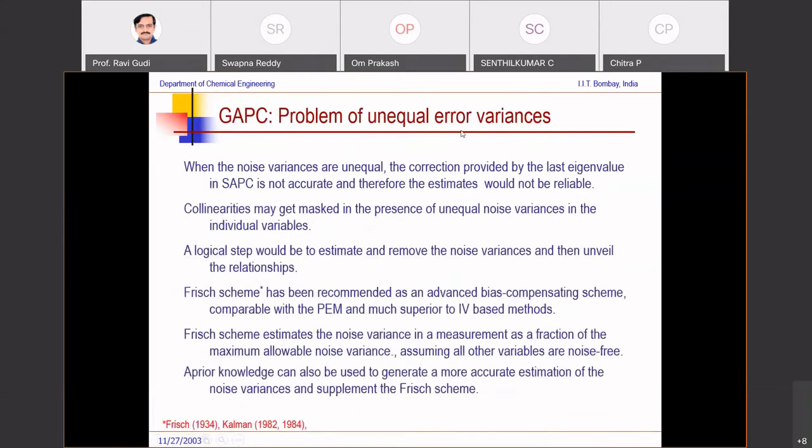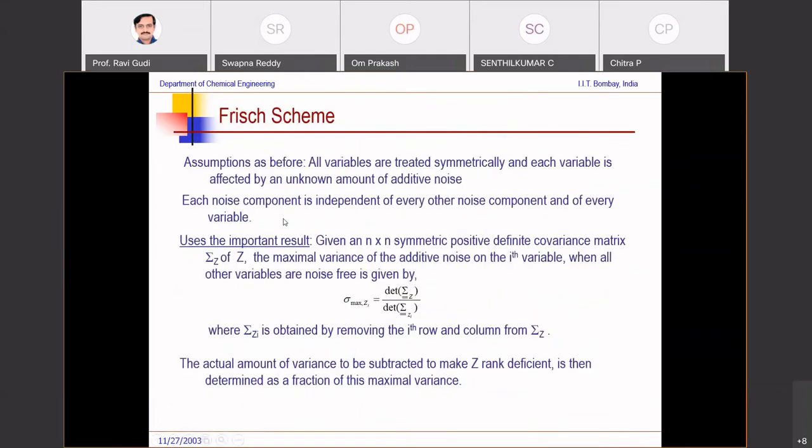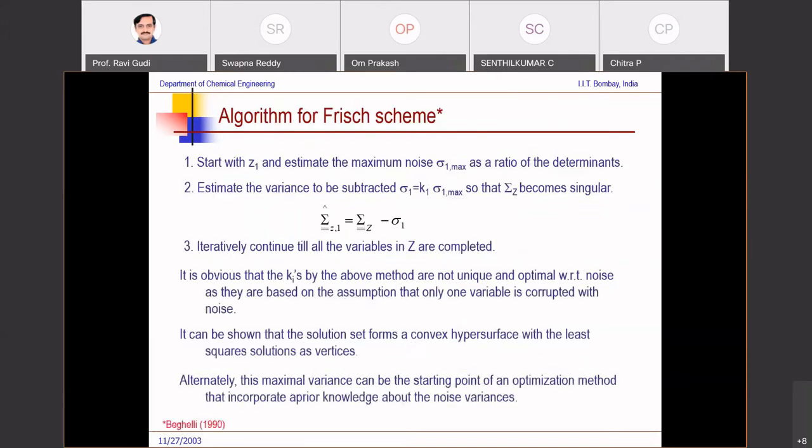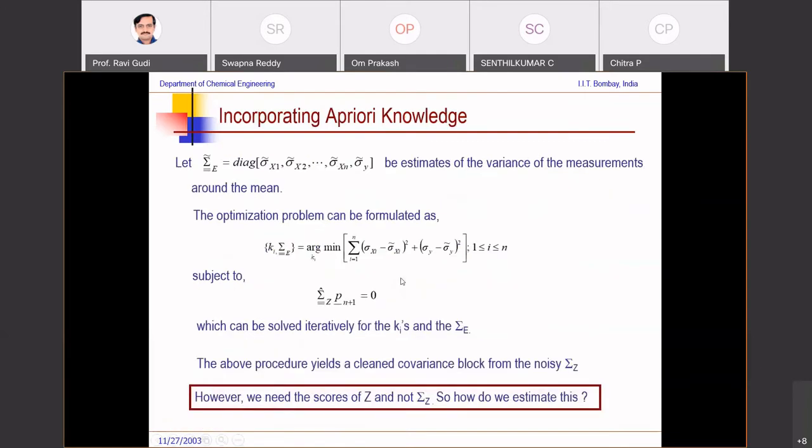What we do is unequal error variances. I do some analysis based on what's called the Frisch scheme. Again, in the interest of time, I will not go into too much detail of this. Basically, in this Frisch scheme, we try to estimate those in an iterative manner, so that a covariance matrix becomes singular. I keep doing this in an iterative manner till all the variables in Z are computed.